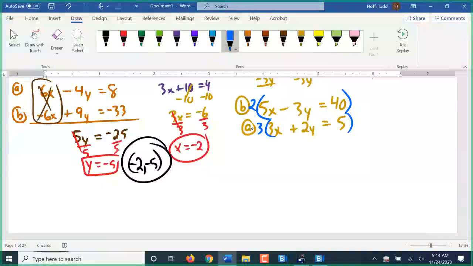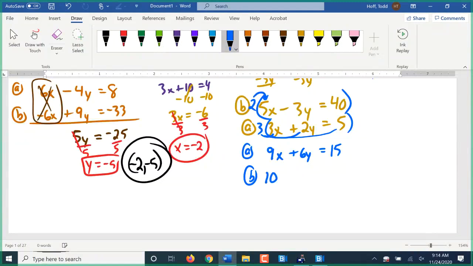I'll put them back in the right order, so I'll do equation A first here. 3 times 3x is 9x. 3 times 2y is 6y equals 3 times 5 is 15. Now equation B, 2 times 5x is 10x. 2 times negative 3 is negative 6y equals 2 times 40 is 80.